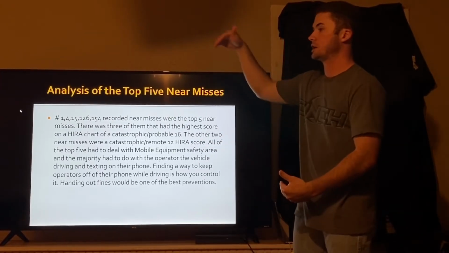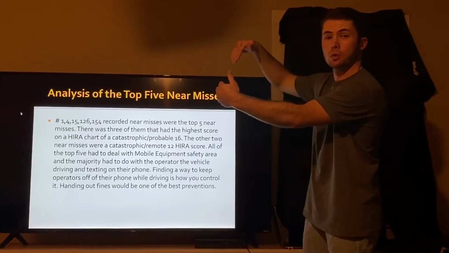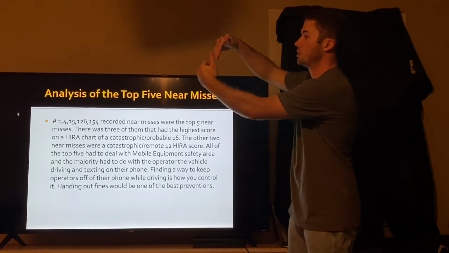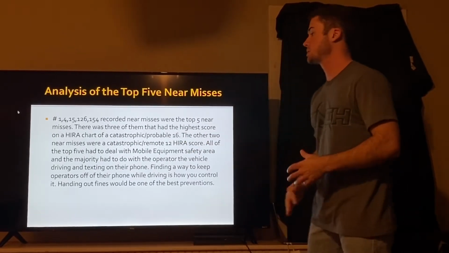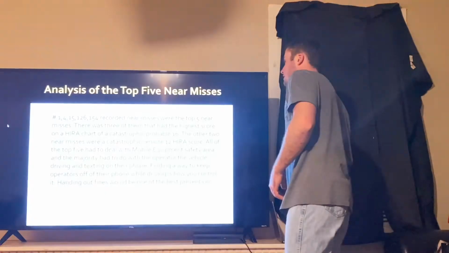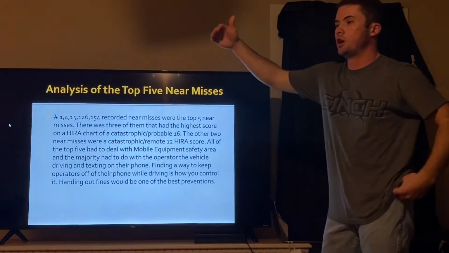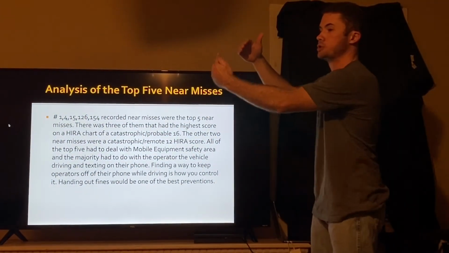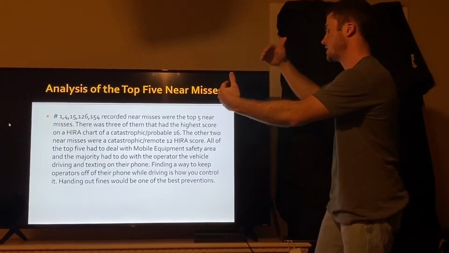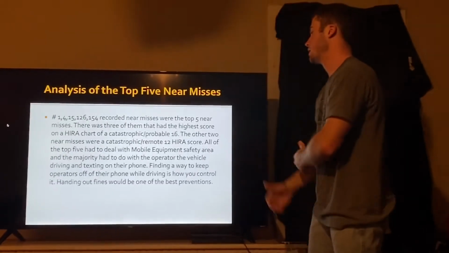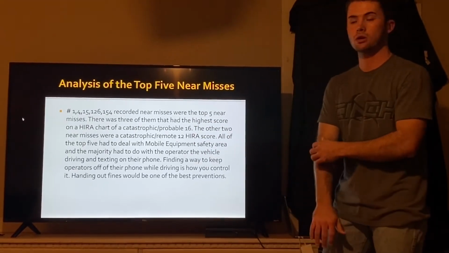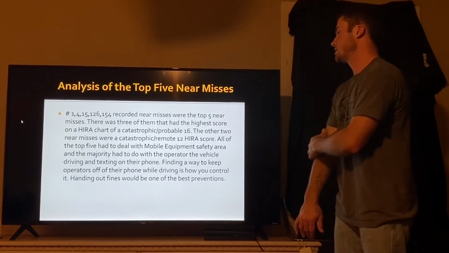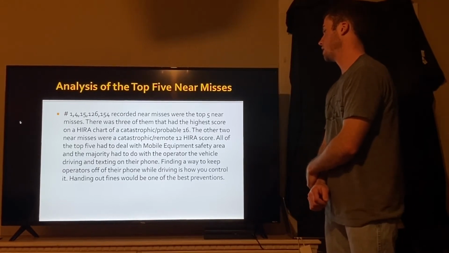So if you have a catastrophic and a probable, which are both 4s on their charts, you go down, you multiply that, you get a 16. That's how you get the catastrophic probable 16s, which are the worst. And then you get your catastrophic remote, which is going to be a number 4 on the severity level, but more of a number 2 on the probability level, which is a little less severe, but is still one of the higher scores of a HIRA chart. And so that is how you look at that chart. I'm hoping that helped explain that chart a little bit more.